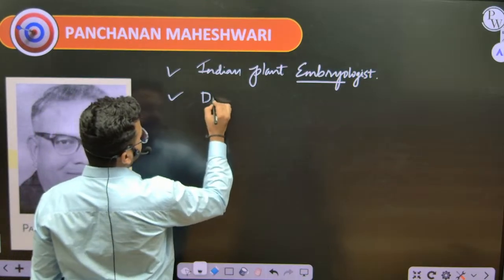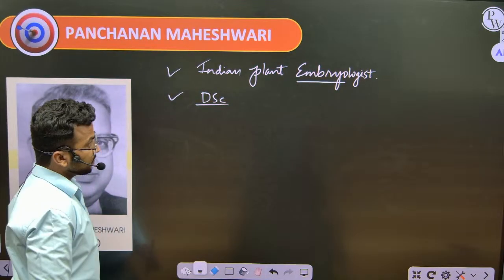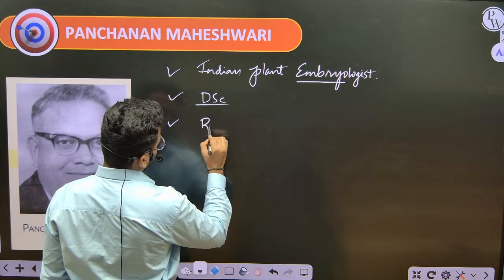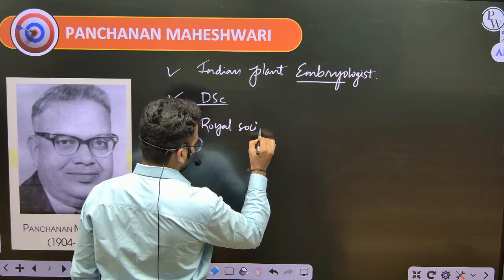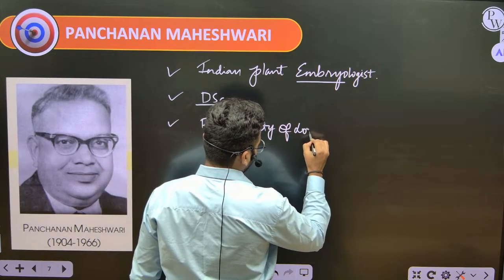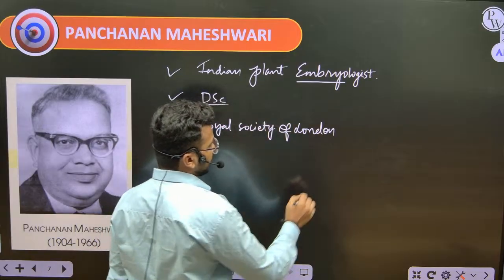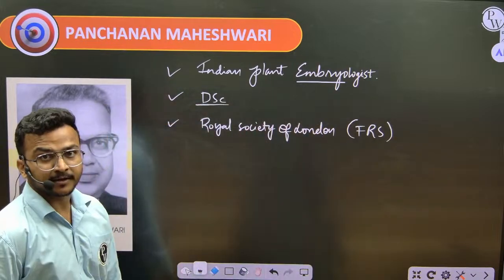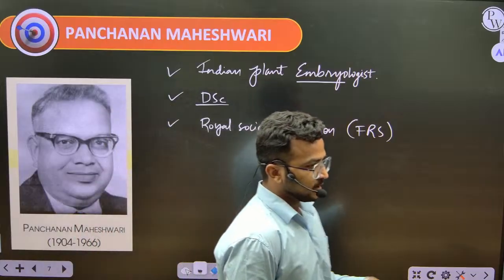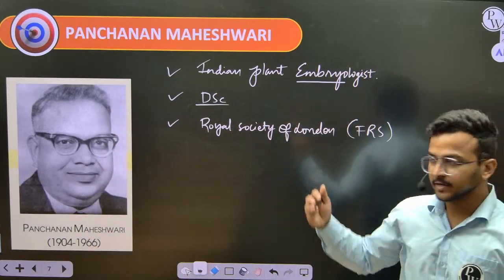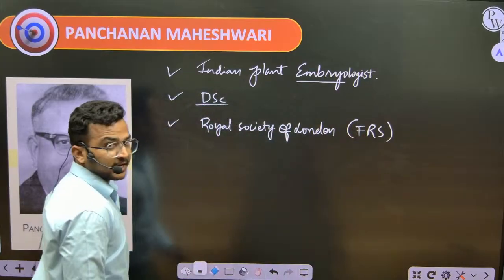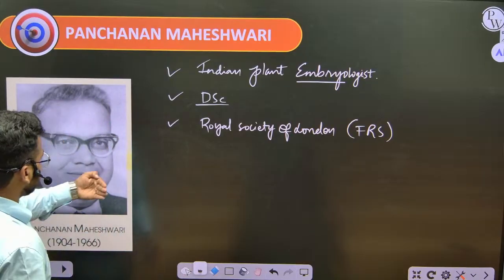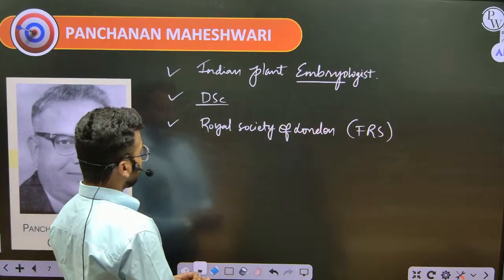He received a DSc degree, that is a Doctor of Science, and he also got an award from the Royal Society of London. We call it FRS, which stands for Fellowship of the Royal Society of London. It was one of the greatest honors which scientists or biologists used to get. It was given as an honorary recognition of his contribution to embryology.